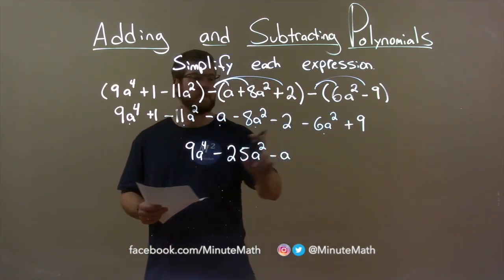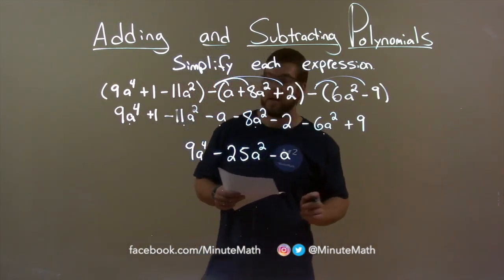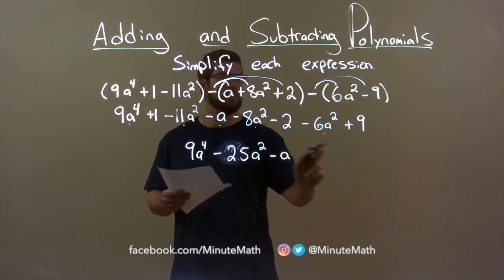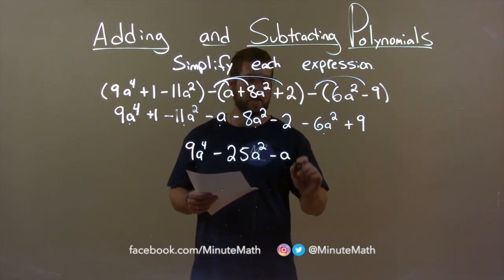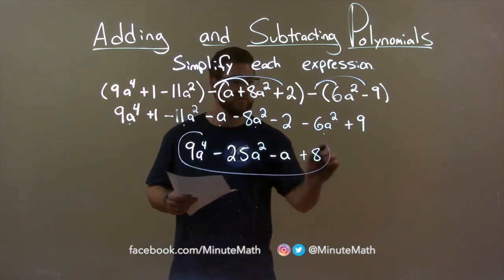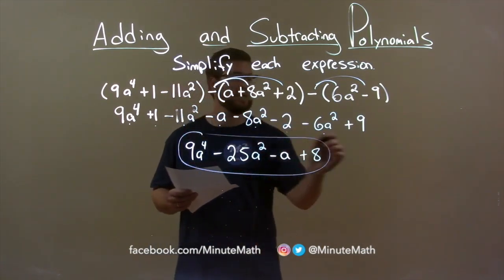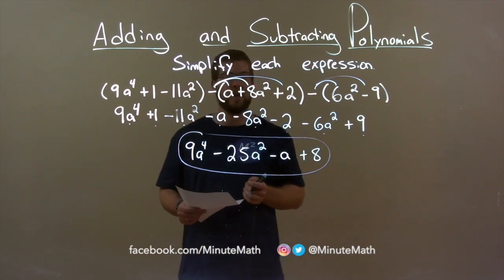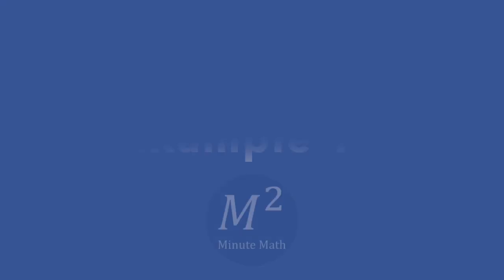Now we just have our numbers. We have a 1 minus a 2 plus a 9. 1 minus 2 is a negative 1. Negative 1 plus 9 is a positive 8. A positive 8 here, and there we have it. Our final answer, and make sure we put a dot to show we brought everything down, which we got there, is 9a to the 4th minus 25a squared minus a plus 8.